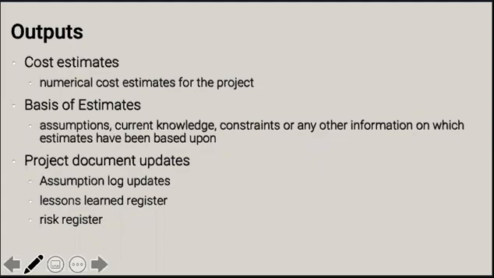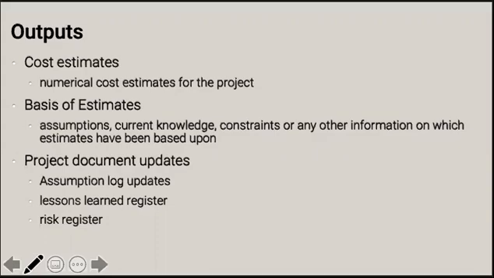And it could include, as well, the changes in the environment, so maybe take into consideration the possibility of inflation and so on. Basis of estimates is the list of the assumptions and the knowledge that we had while we were estimating the costs of given activities. And we might have to update project documents, things like the schedule, the log of assumptions, the calendars of resource availability, and so on.